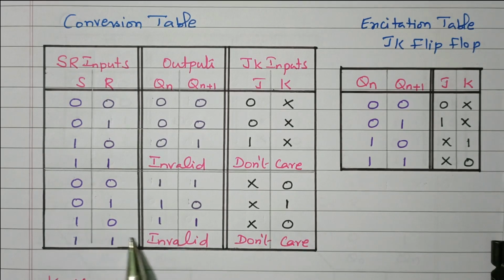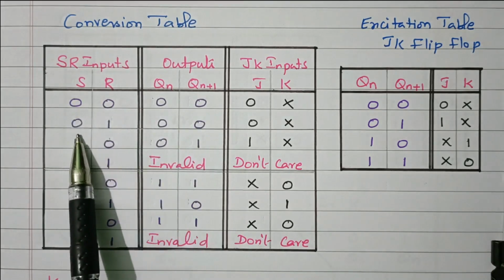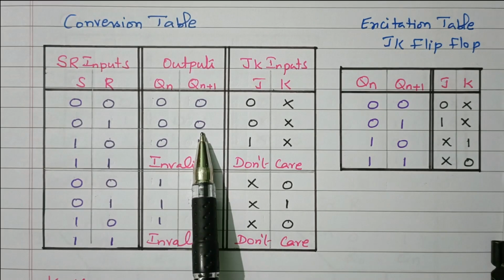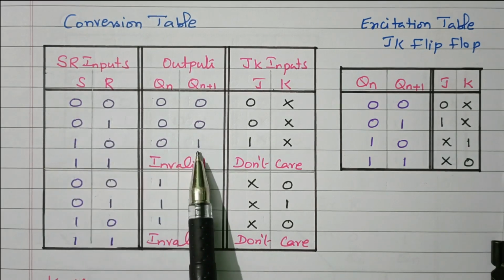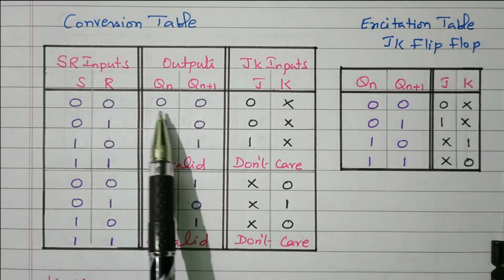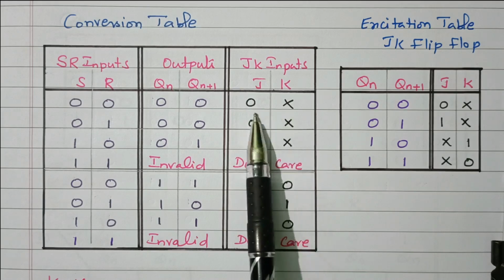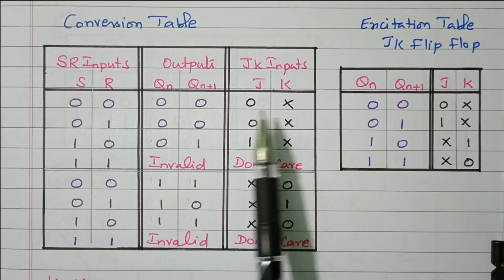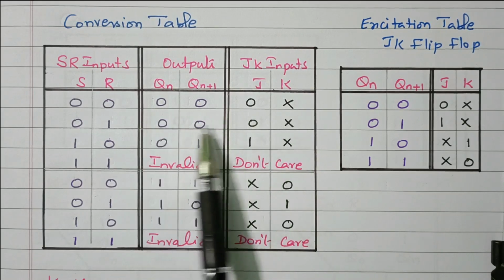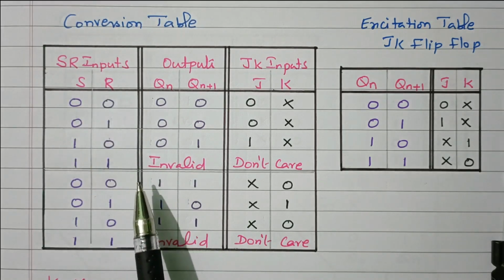So this is the truth table of the SR flip-flop. Both are 0 means no change. R input 1 means reset 0. S input 1 means set 1. 1 1 means invalid. Now for this present state and next state, we need to decide what is the input to the JK flip-flop. By giving the proper input to the JK flip-flop based on the truth table, the JK flip-flop can be converted into SR flip-flop.